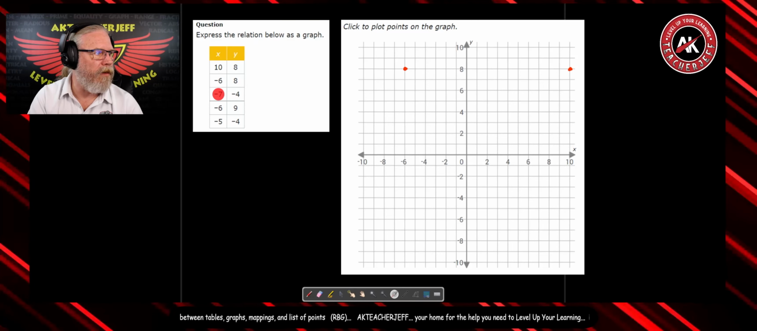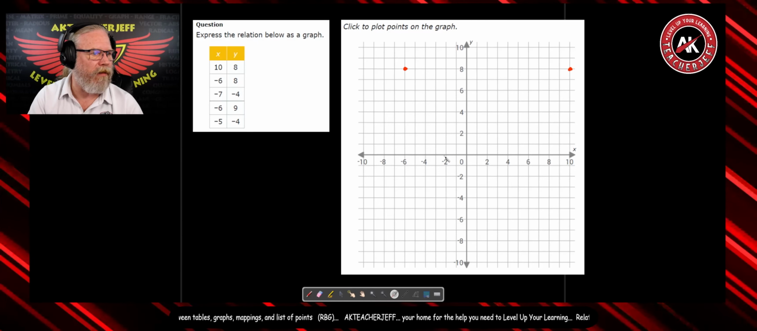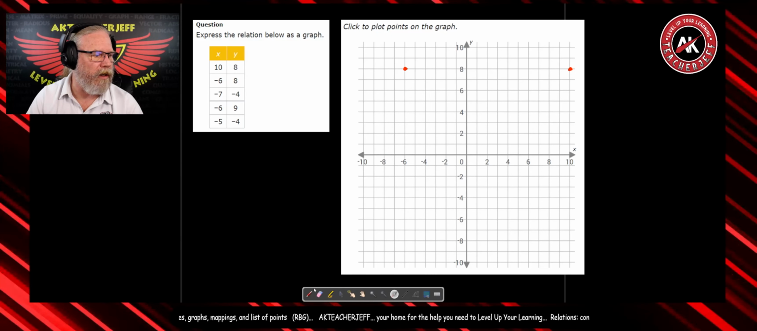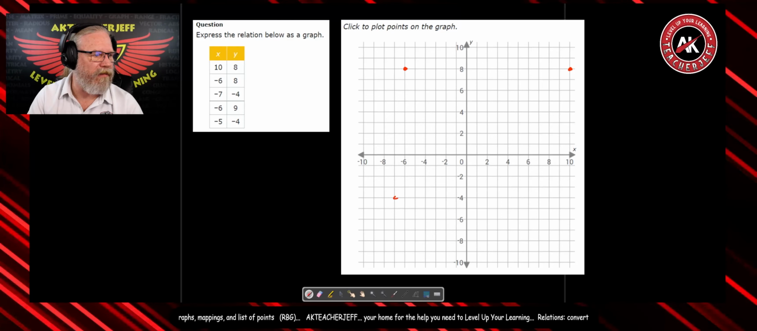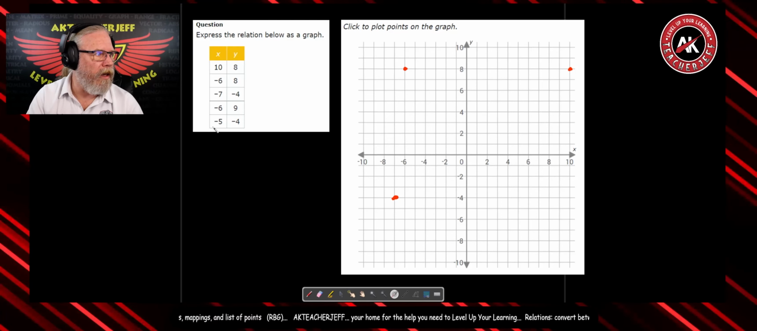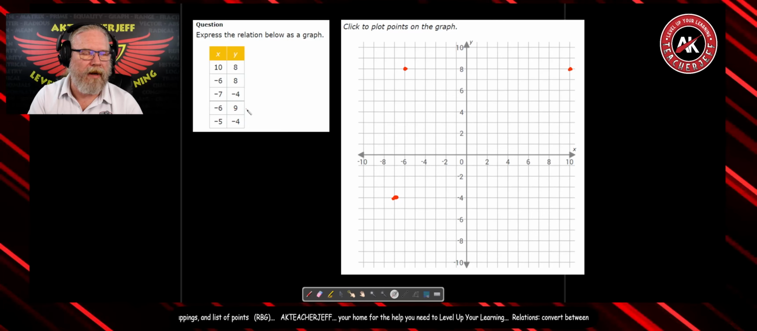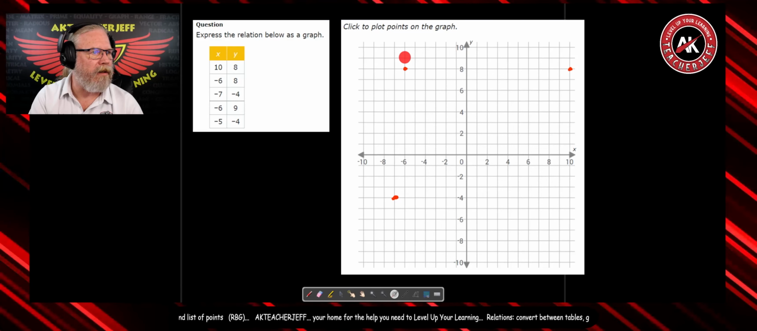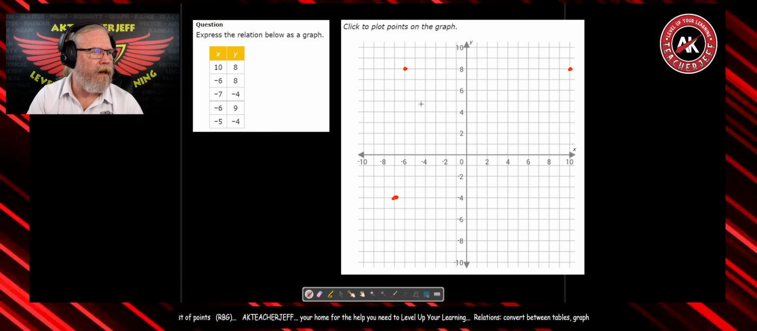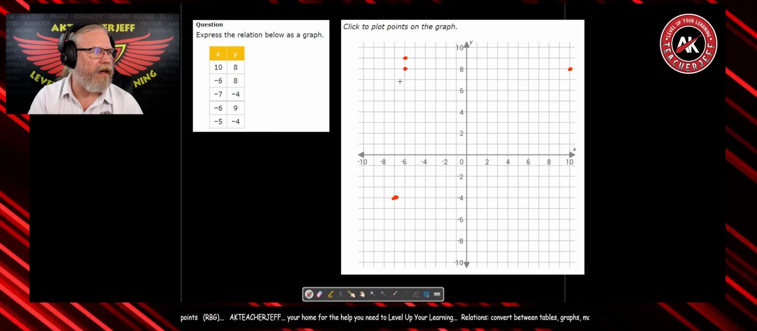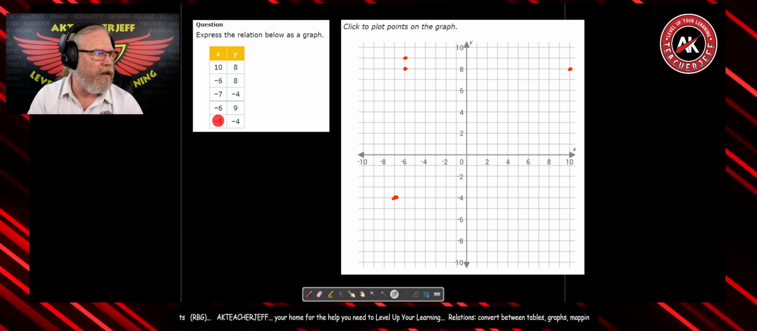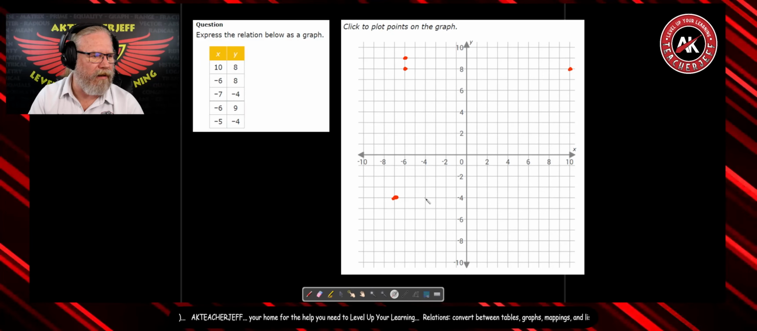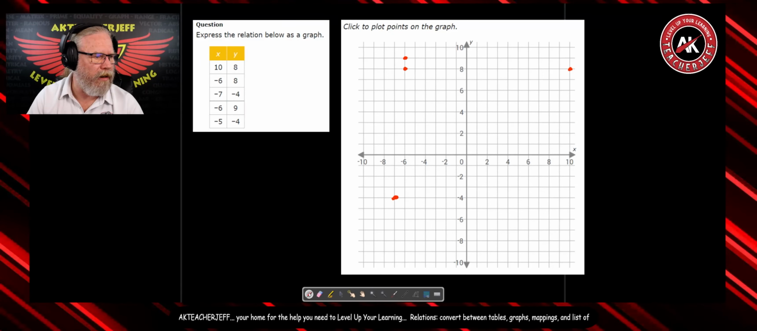Next input is -7. It has an output of -4. So -7 and -4. That should be our mark right there. Click on that. An input of -6, output of +9. Input -6, output +9 right here. So that looks like it's going to be right there. -6 and +9. And then finally, input of -5, output -4. So it looks like it's going to be right there.